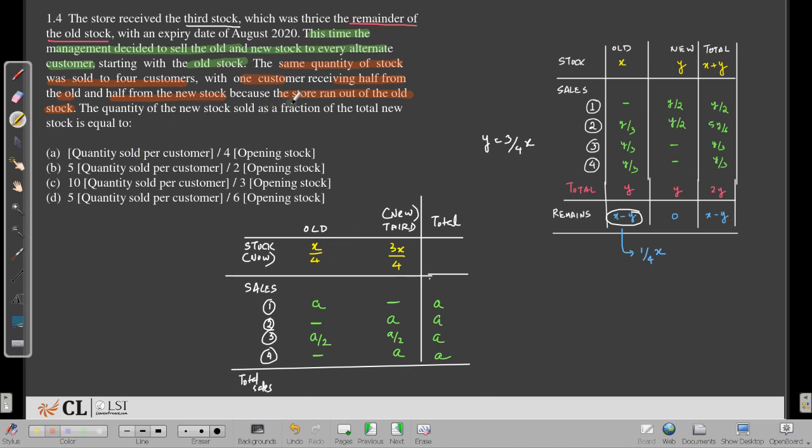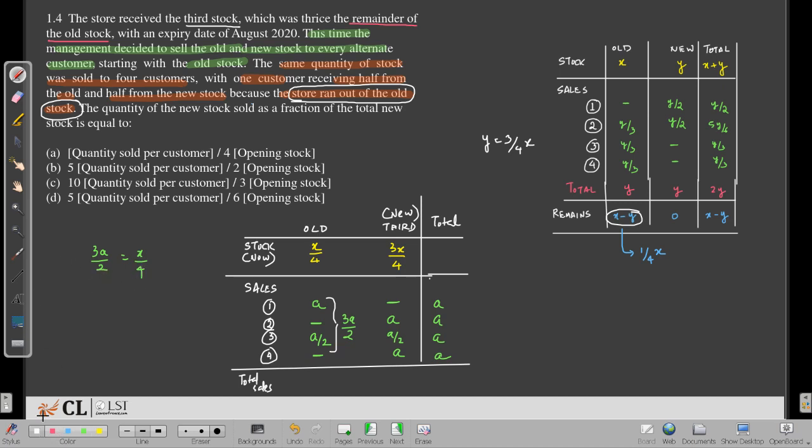Look at this, for example. It says that the store ran out of the old stock. The store ran out of the old stock, which means this total quantity here, which would be A plus A by 2, will be equal to 3A by 2. For it to run out the old stock, the 3A by 2 should be equal to X by 4. So here we have this information that 3A by 2 should be equal to X by 4.